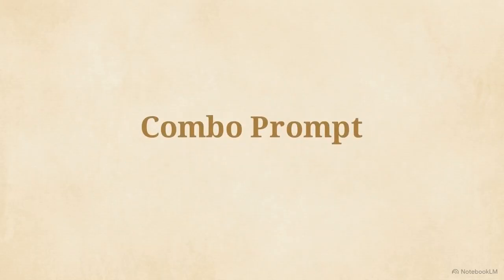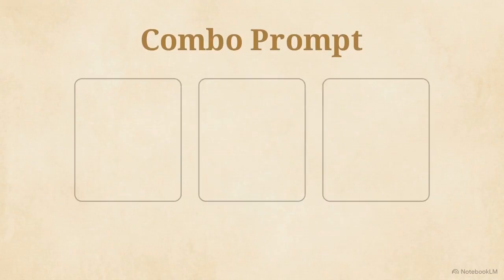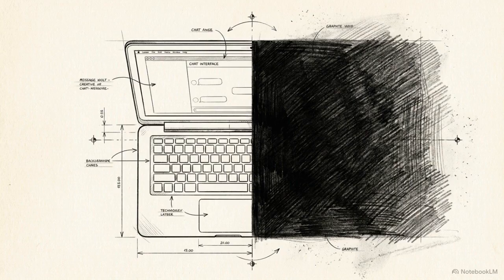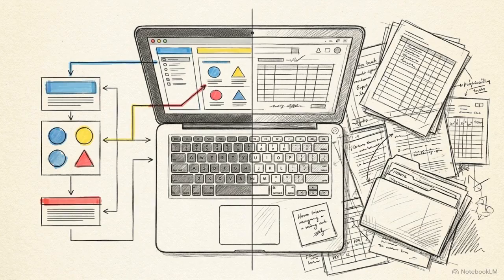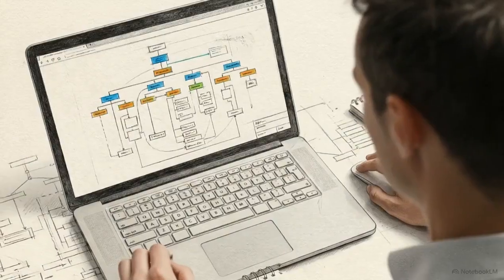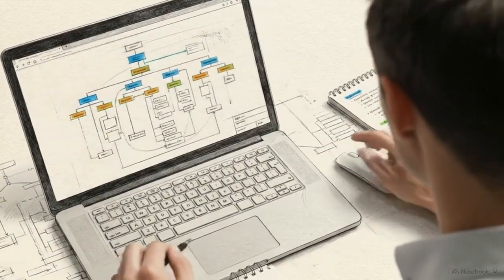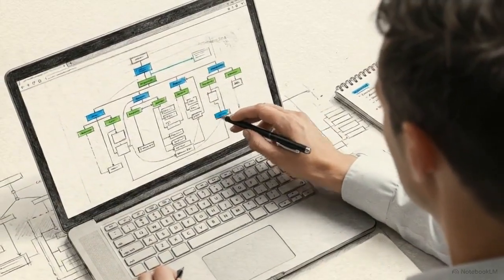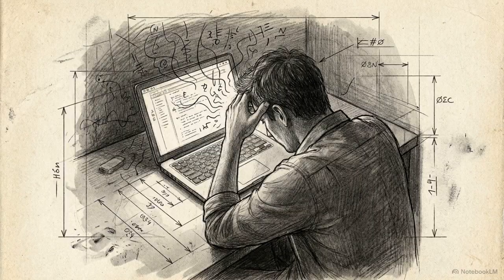It is a 3-part formula called the combo prompt, and it relies on combining 3 distinct instructions: a role, a goal, and a Socratic pattern. To put this into practice today, you'll need 2 things: an open chat with your preferred AI and a real, ambiguous professional problem you are currently facing. By the end of this exercise, you will know how to apply these 3 constraints. Doing so forces the AI to stop acting like a basic chatbot and start operating as a highly specialized, domain-specific partner.